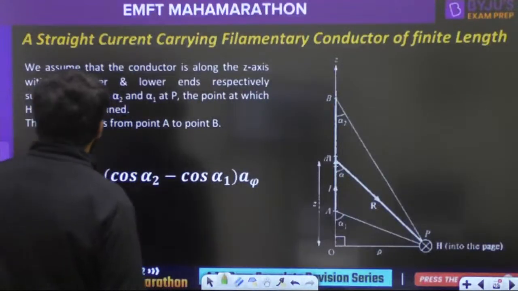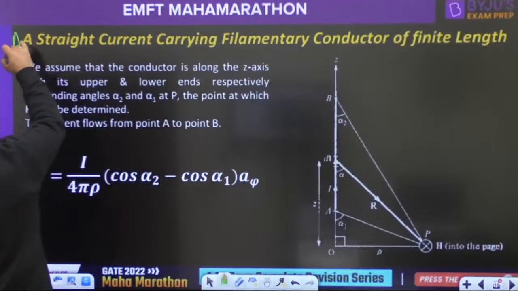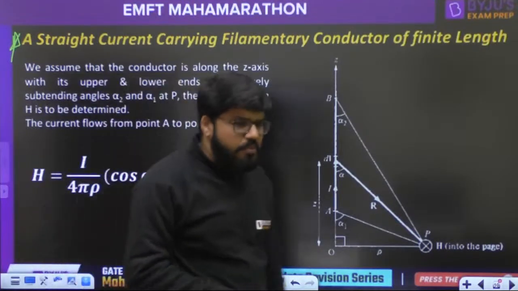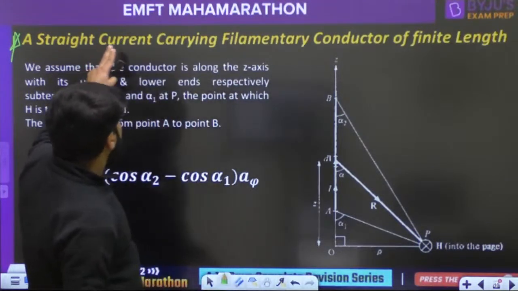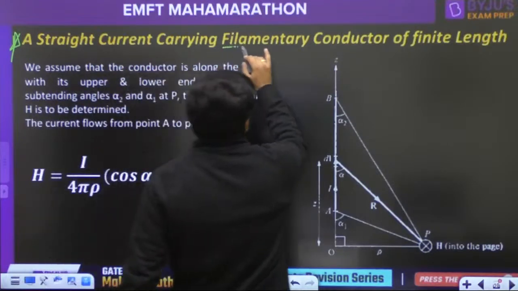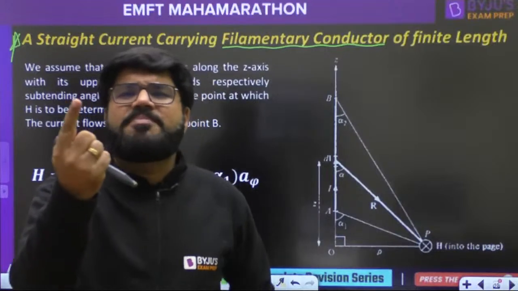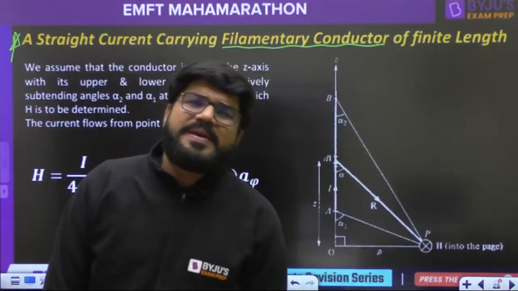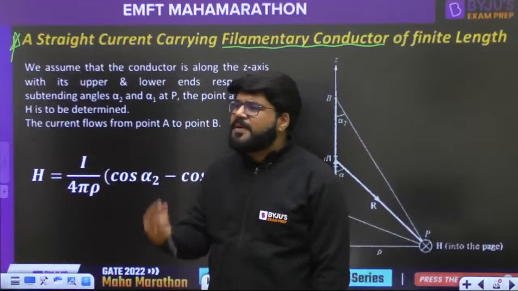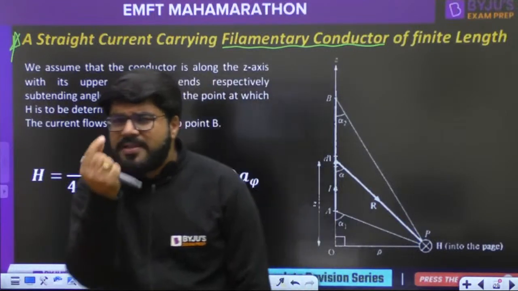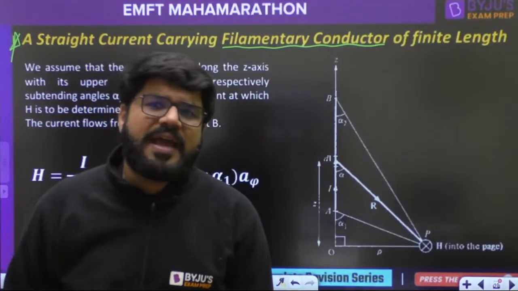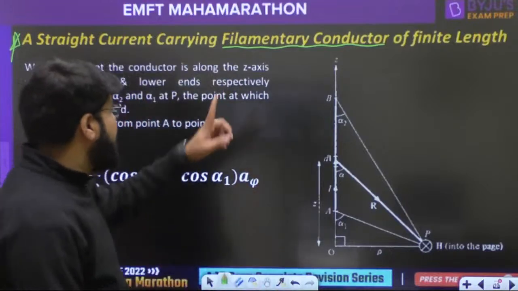Now, one of the important results coming from the Biot-Savart law, a very important formula, is for a straight current carrying filamentary conductor. Now, what is a filamentary conductor? Filament is something which is very thin. So basically a very thin conductor of negligible diameter, just like a very thin piece of wire carrying some current I, and it should have finite length.